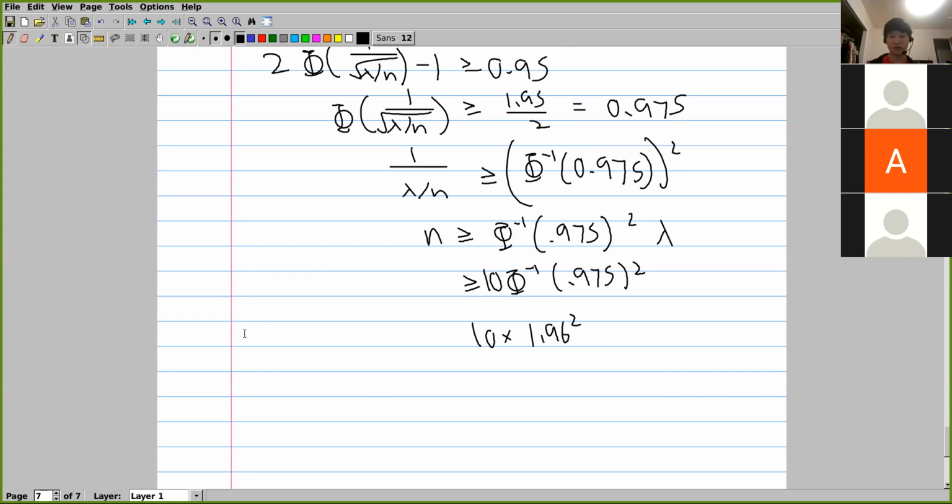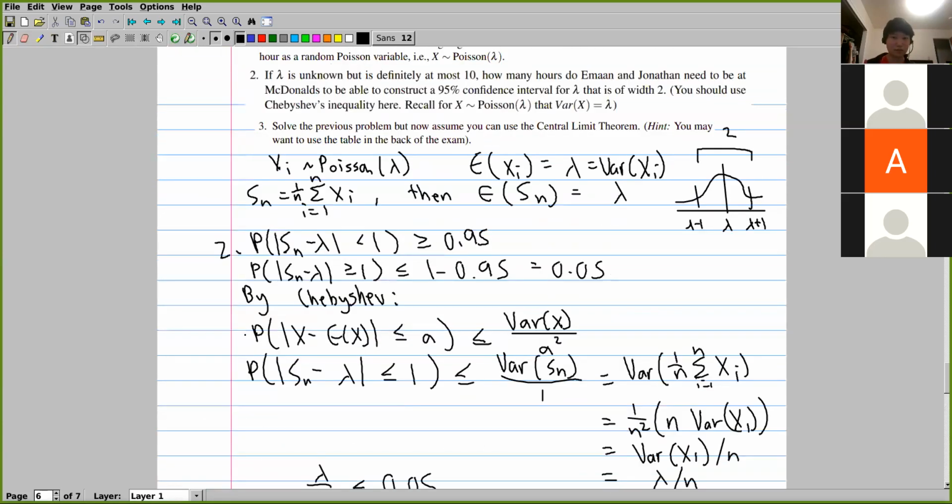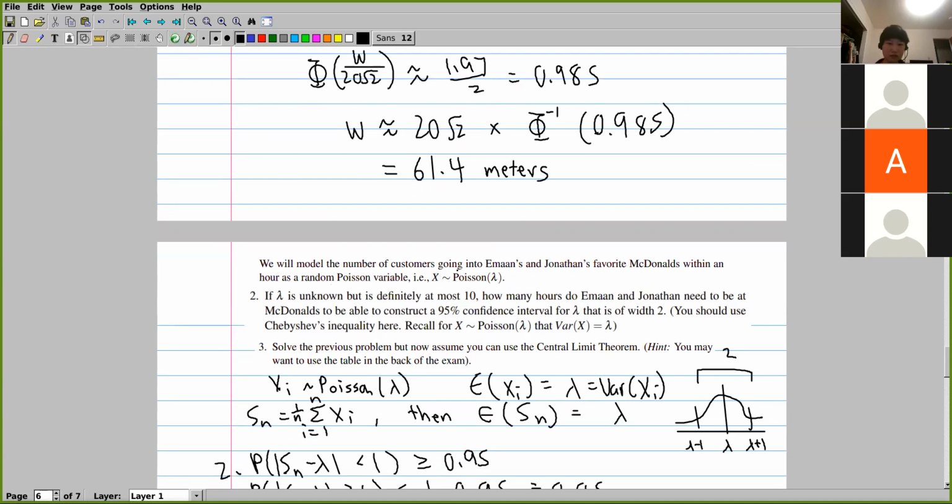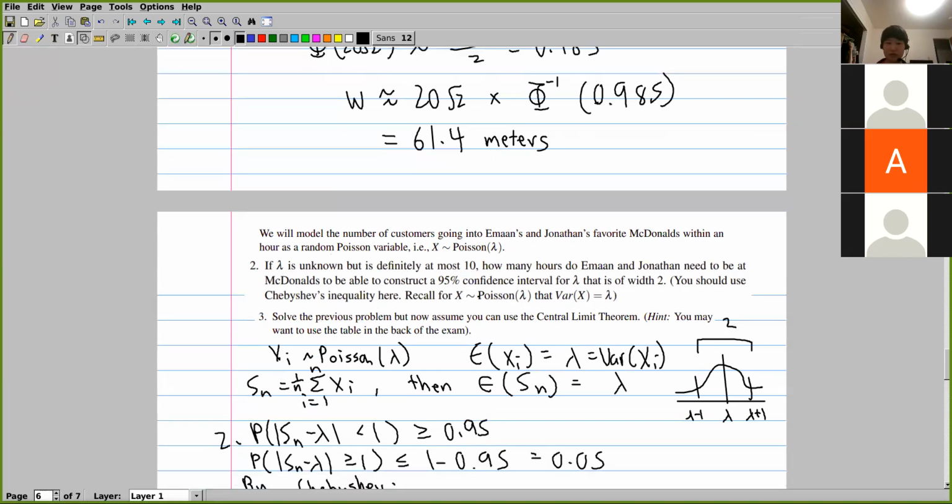Could you explain how we define Sn to be the average and not the sum of all the xi's? Yeah, so it depends on what you're trying to create a confidence interval for. Here, we're trying to create a confidence interval for lambda. And we notice that if we just take the sum, the expectation of the sum is going to have an n in it. So to have it purely in terms of lambda, we took the mean instead.